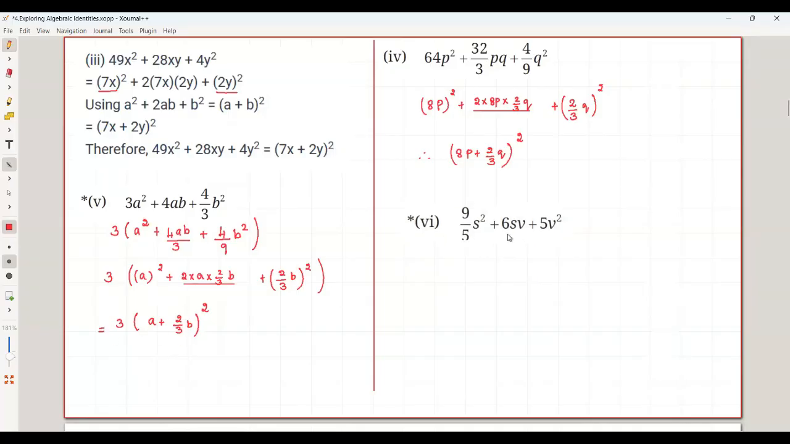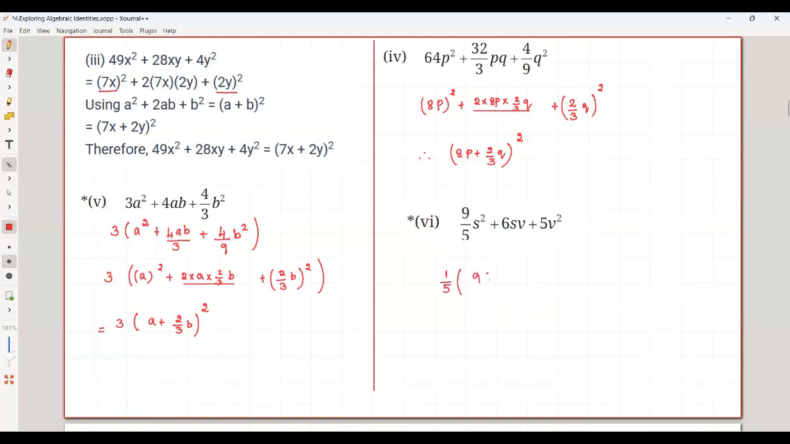Now the sixth one also is not in the perfect square format. First number and the last number. So here I can take 5 outside, that is 1 by 5 outside. As 9 by 5 is there, I am just going to take 1 by 5 outside. So if I just take 1 by 5 outside, 5 is in the denominator. Okay, I'm just taking 1 by 5 outside.